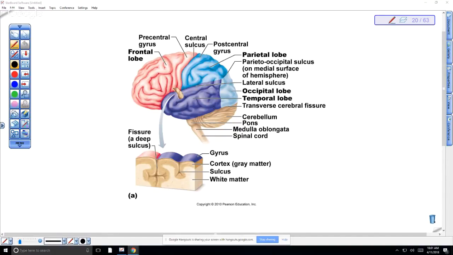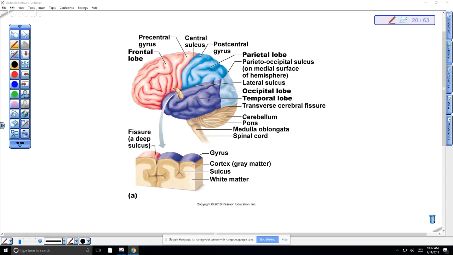Okay, are there any questions before we start today? So we're going to continue on with our discussion of the brain. And remember that we were talking about the cerebral cortex. And so what type of matter is the cerebral cortex? Gray matter. And so what does it contain that makes it gray versus white?